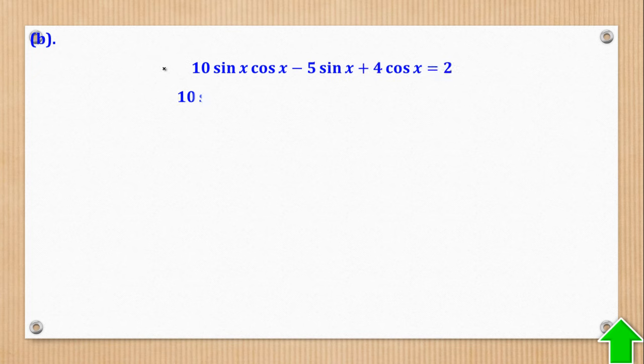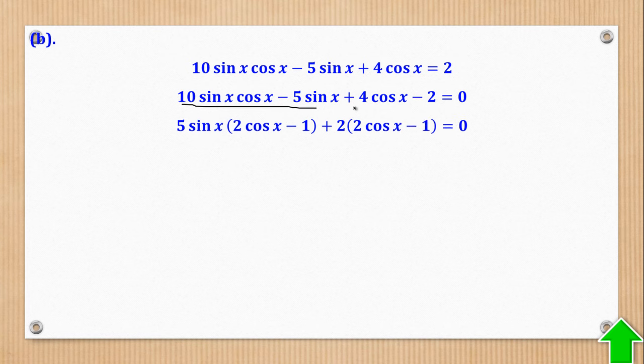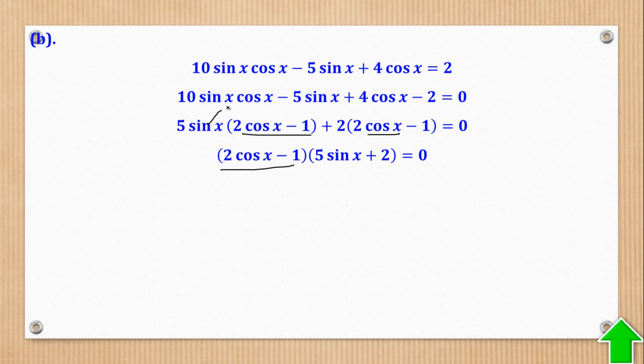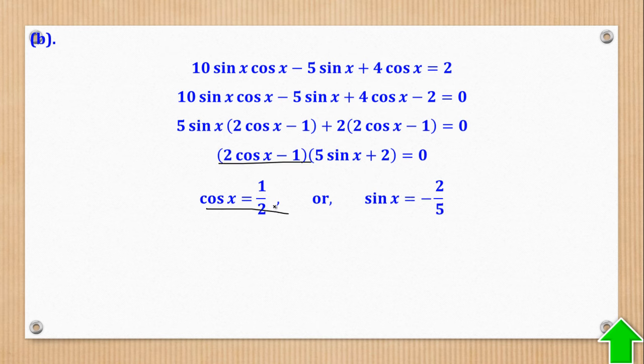So first we shall rearrange, take this to the side to get this. Then you factorize by grouping. So group this and factorize it, group this and factorize it. So this factorized gives this, factorized gives that. Then these are common, so I can pull it out to remain with 5 sine x plus 2. So for this equal to 0, this is equal to a half. For this equal to 0, sine x is equal to negative 5 over 2.